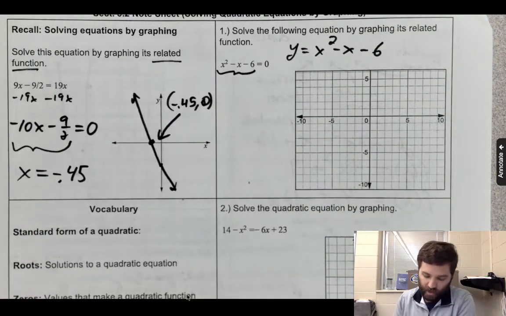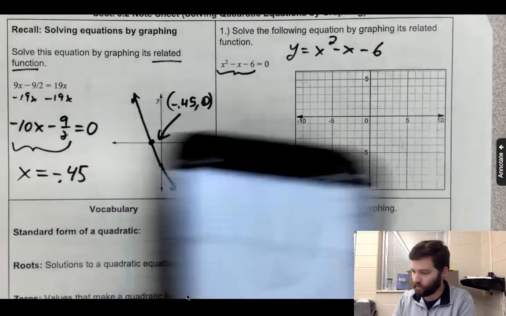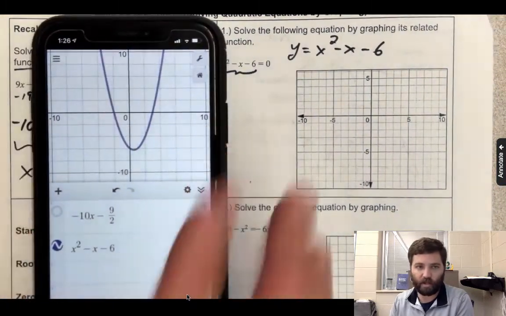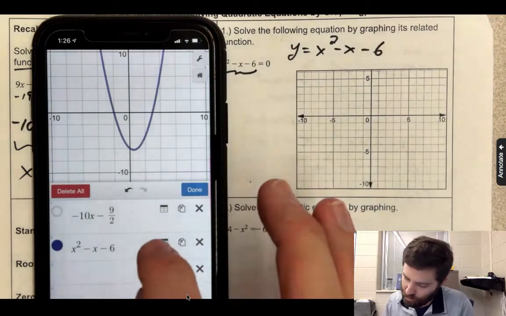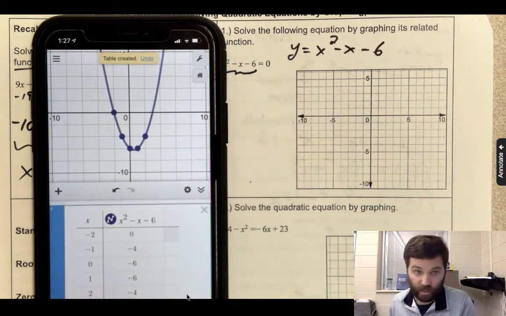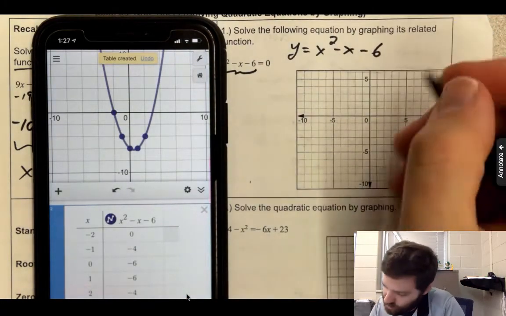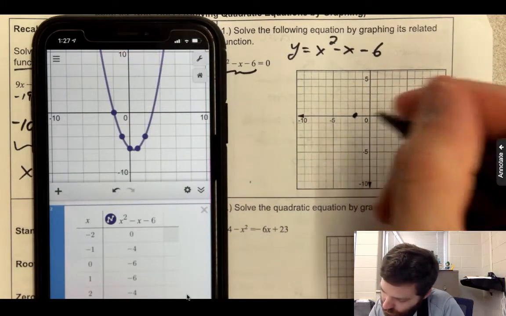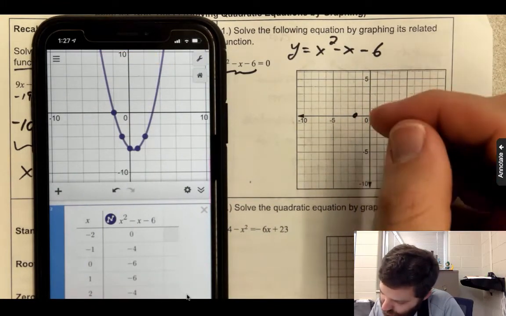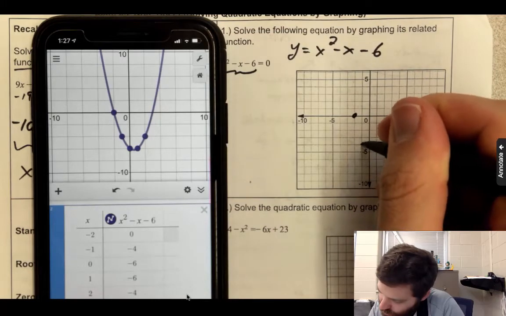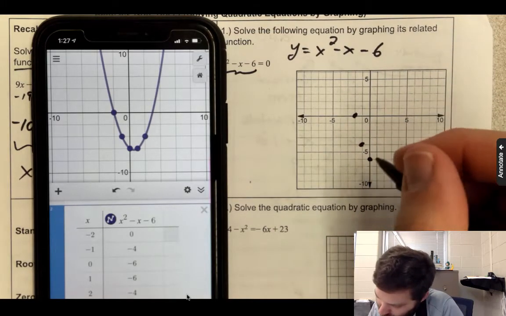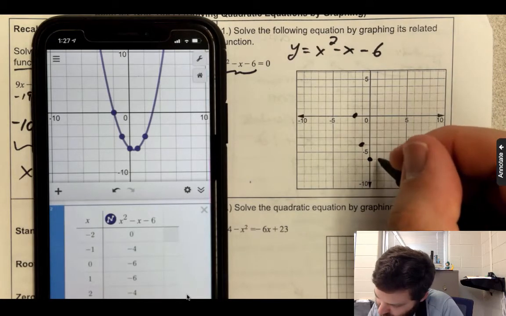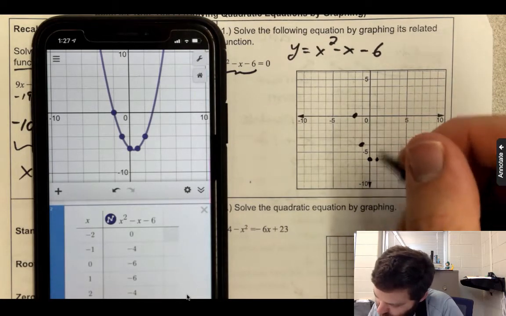All right, so I have that in Desmos already, so I will show you how to do this on the graphing calculator, the TI-83s as well. So I have that here. And remember, it's pretty easy to plot some points just by turning that into a table. I've got negative 2, 0. I've got negative 1, negative 4, excuse me. I've got 0, negative 6. I have 1, negative 6. And then I got 2, negative 4.